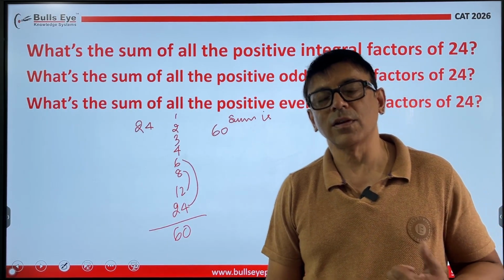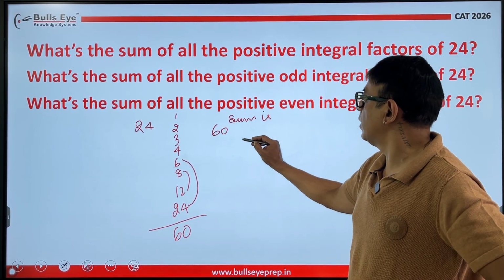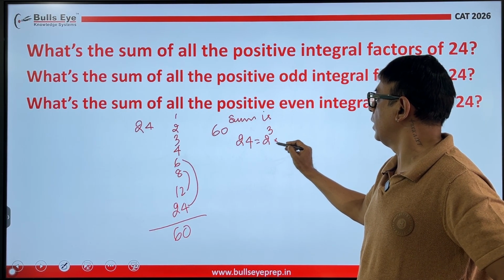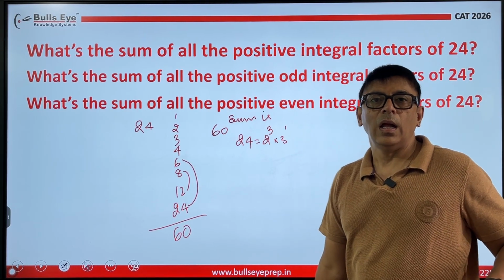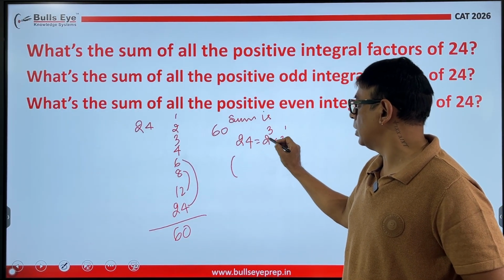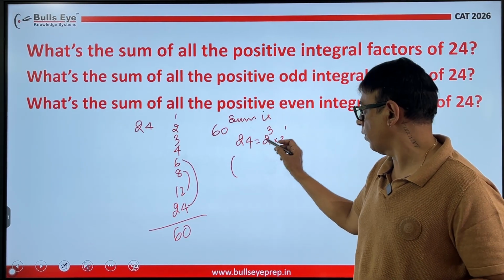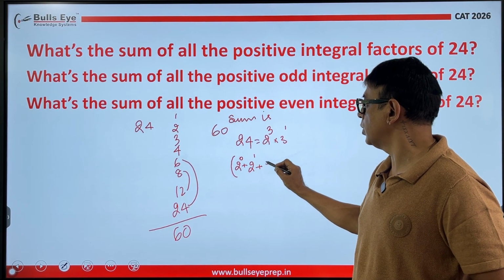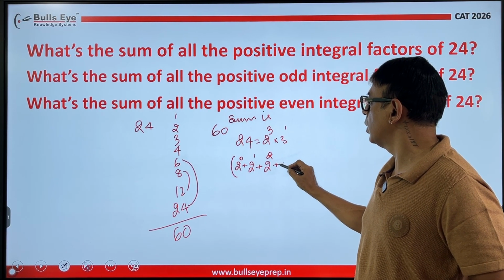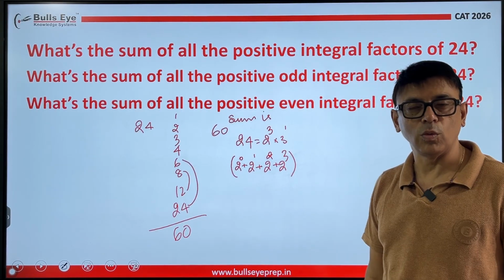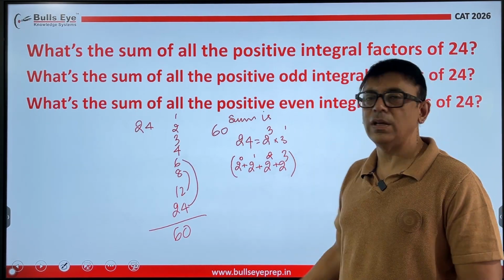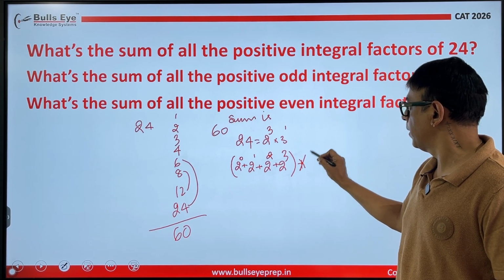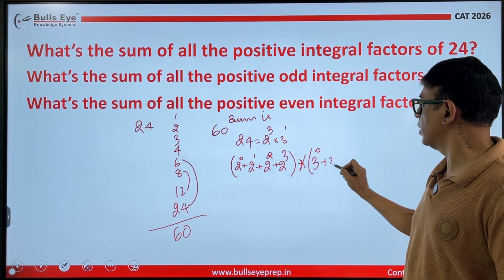How does maths come ahead and help us out? It says you again write 24 in the prime factors. This is 8 into 3. And then you write all the factors of 8, that is 2 raised to 0 plus 2 raised to 1 plus 2 raised to 2 and 2 raised to 3. It ends with 3 because 3 is the highest one. For 3, it will be 3 raised to 0 plus 3 raised to 1.